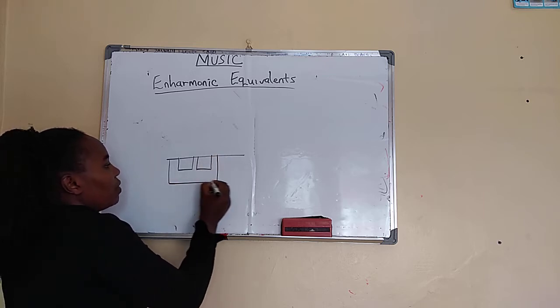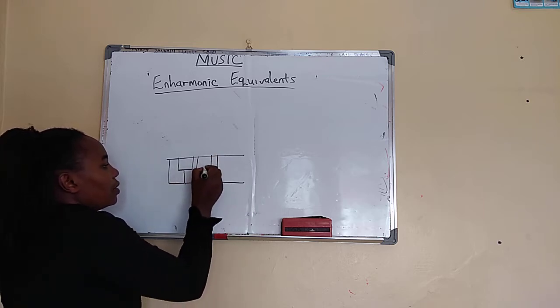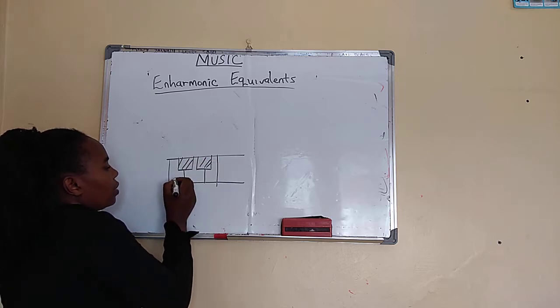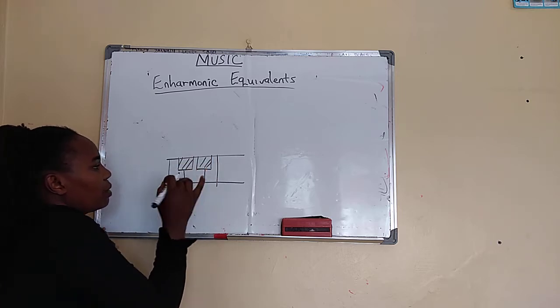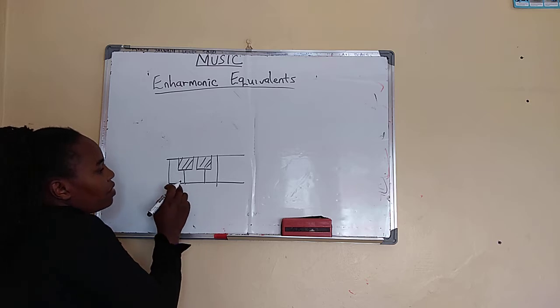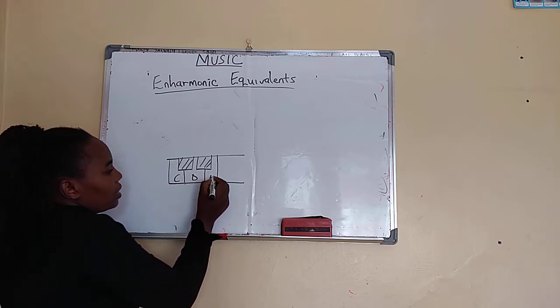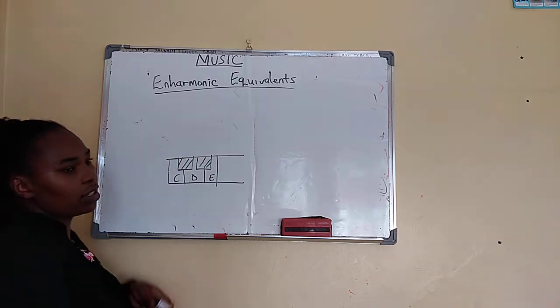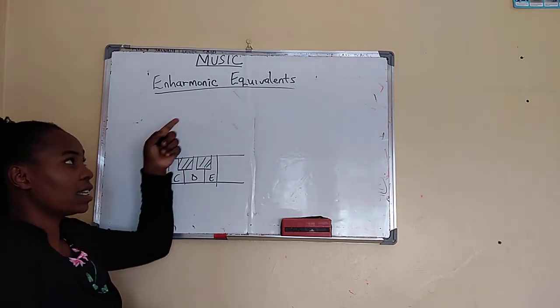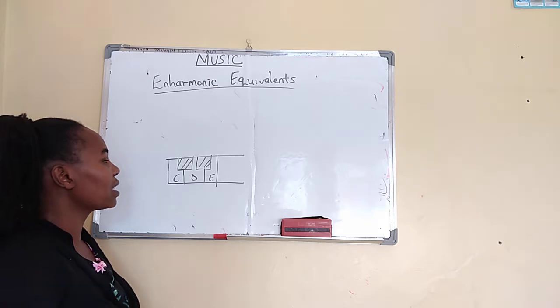I'm starting with the first two notes. So we said from the previous lesson that before every two black notes we have letter C here, and this is D and this is E. So I've just used a section of the keyboard to help us understand what enharmonic equivalence is.